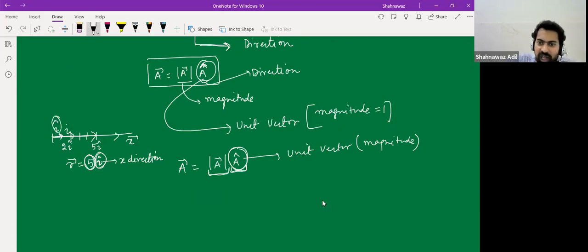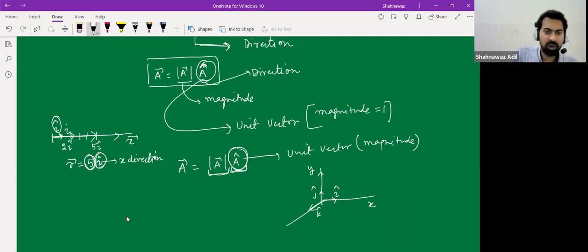So let's say we have three coordinates, right? If we move in the x direction, it is I hat. If you move in the y direction, that is called the j hat. These are conventions that represent the direction in unit vectors. If you move in the z direction, that is called the k hat.